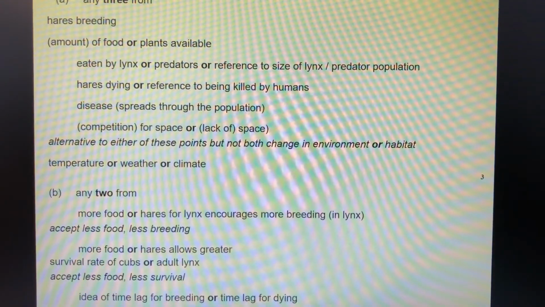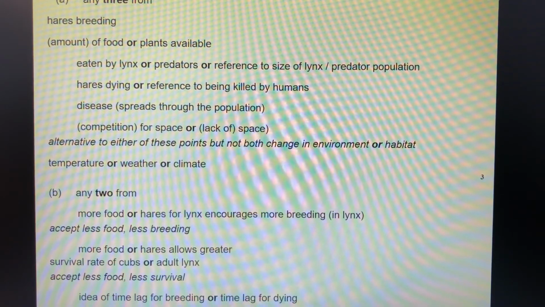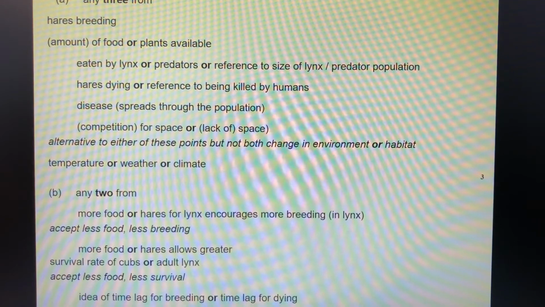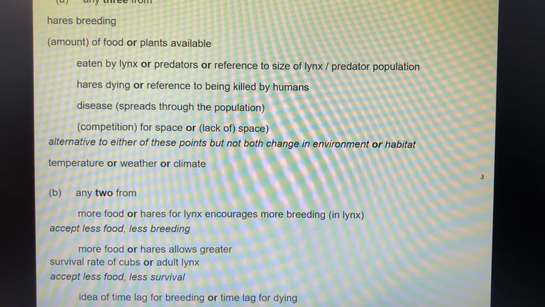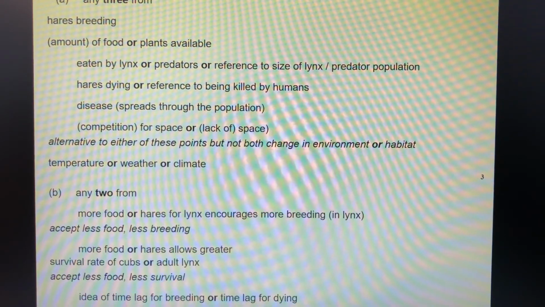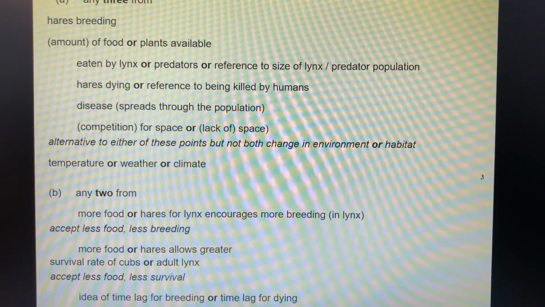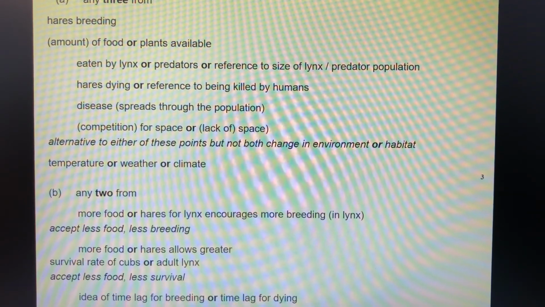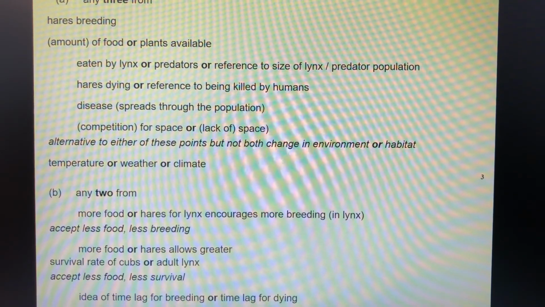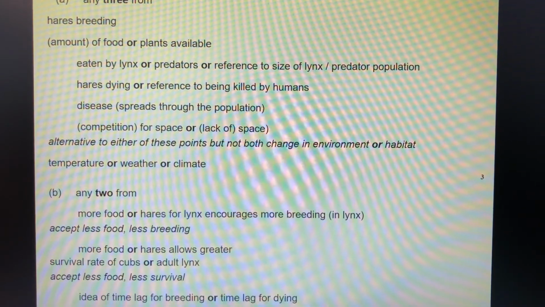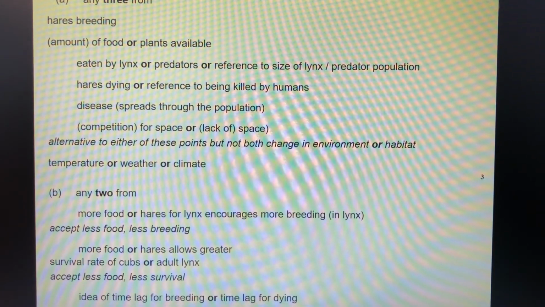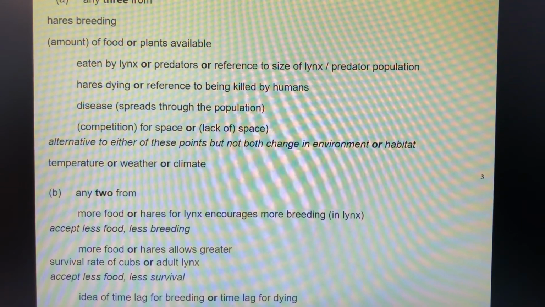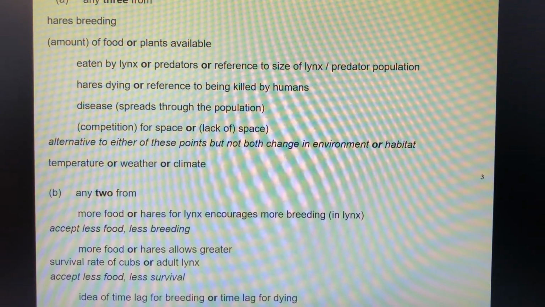Okay, let's green pen then. So we've got any 3 from: the hares are breeding, the amount of food or plants available, they could be eaten by the lynx or other predators, the hares could be dying or reference to them being killed by humans, disease, competition for space, or they could have a lack of space, temperature, weather or climate. Okay, so loads of different factors that could affect that population.